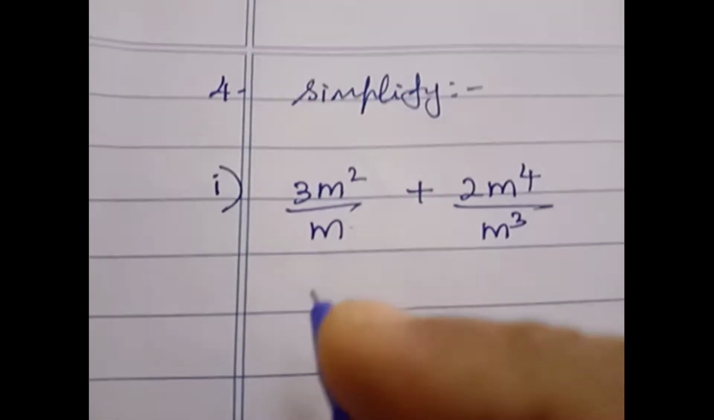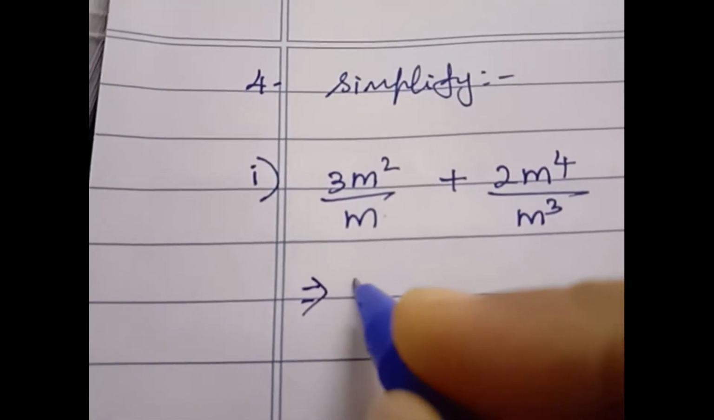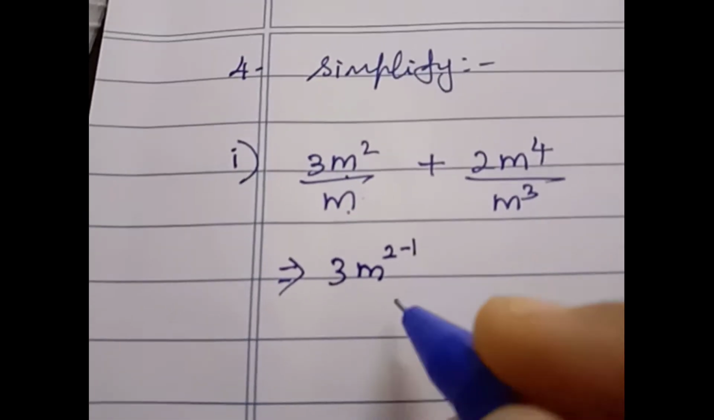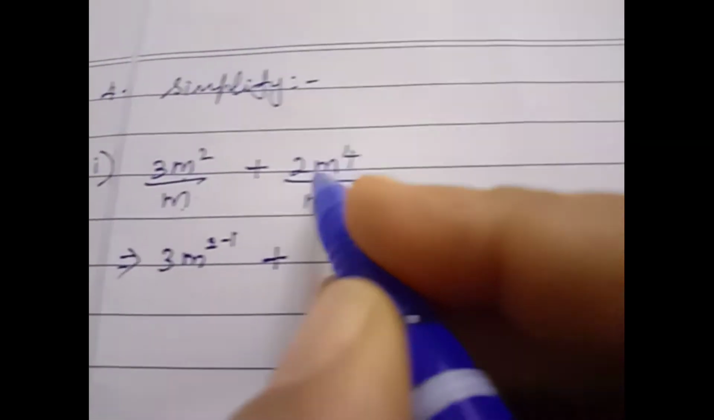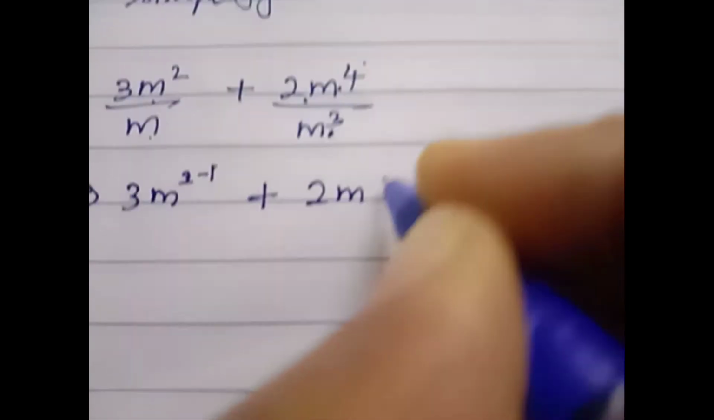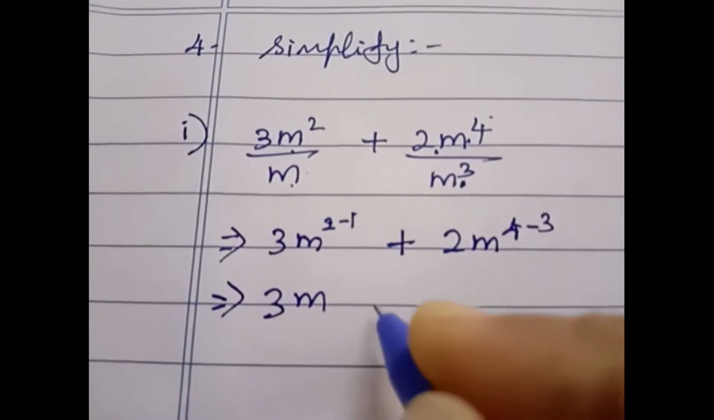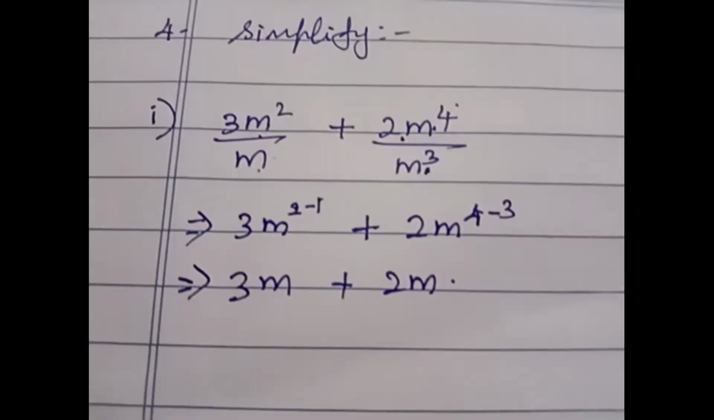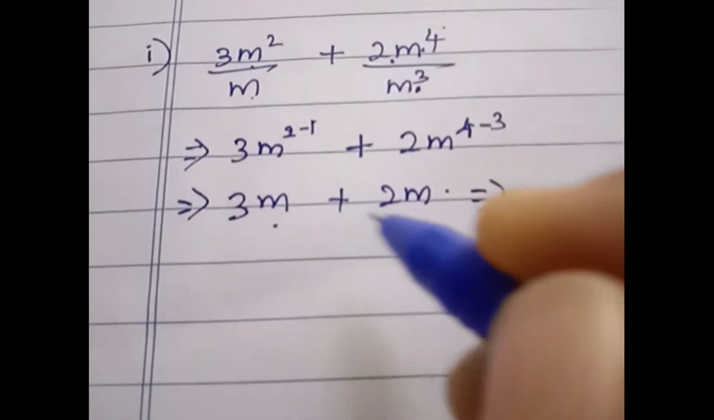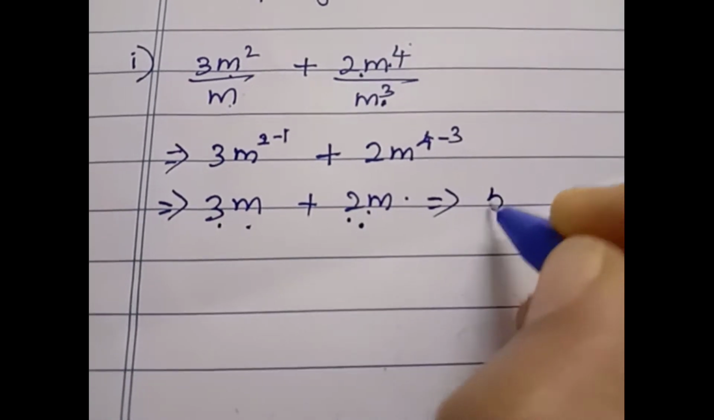Next, simplify 3m square by m plus 2m power 4 by m power 3. In this first term, division means subtract the power. So 2 minus 1 gives 3m, plus 2m, since 4 minus 3 is 1. If you see here, 3m and 2m are like terms, so you can add them. 3 plus 2 is 5m.